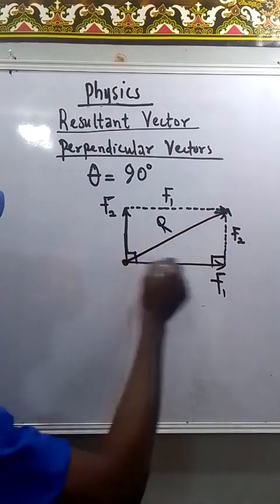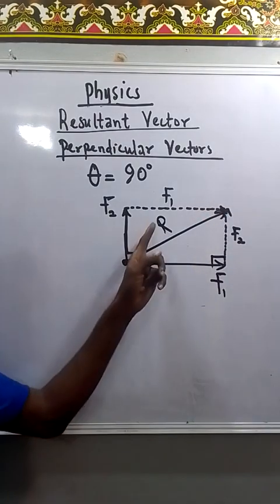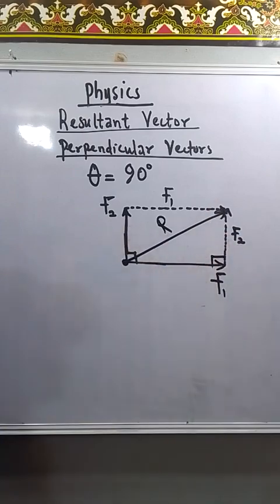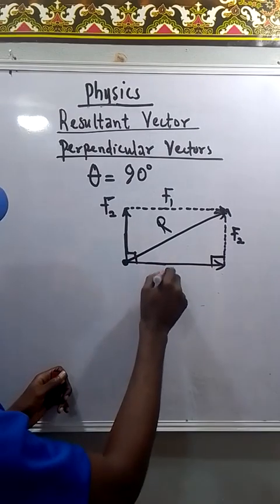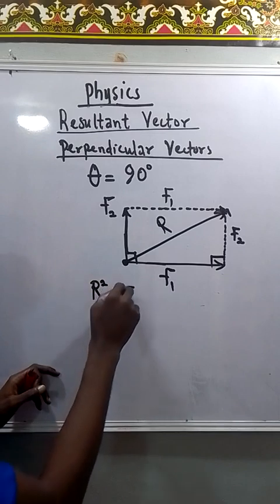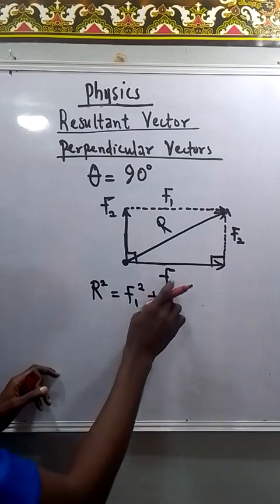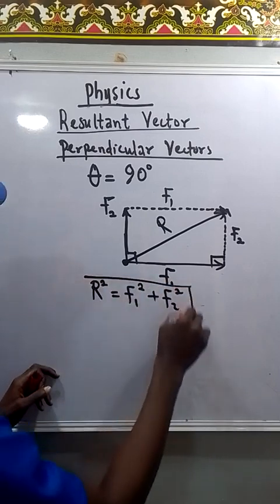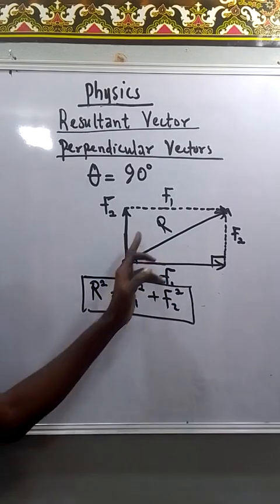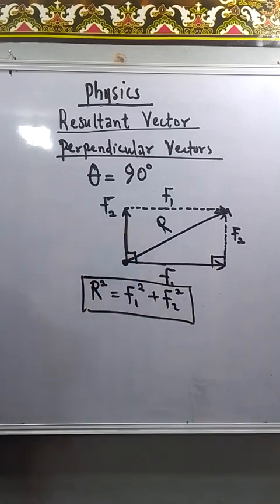If you look at this diagram, this is a right angle triangle. And in a right angle triangle, to get the hypotenuse, which is the resultant, you can just use Pythagoras theorem. So let me put F1 here also. That means R squared will be equal to F1 squared plus F2 squared. Using this formula, we'll get our resultant. This is the formula for finding the resultant in this diagram. And later you take the square root of both sides, you get your resultant.